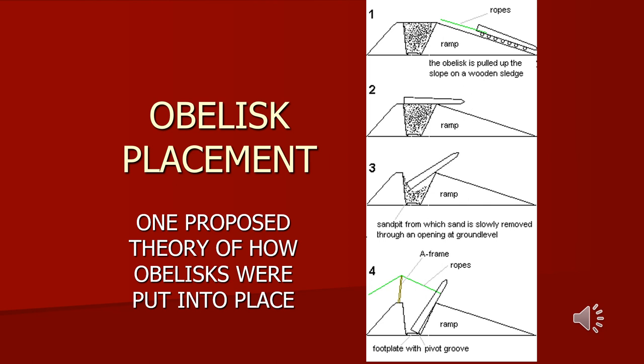What is theorized is that they built up a wooden ramp, and then they filled a pit with sand. Then using a sledge, which is rolling logs, they hoisted the obelisk up to the top of the ramp and then slowly drained the sand out until the obelisk rested in a footplate that had a groove in it. And then they were able to use, if you look, see on number four, kind of a pulley system to then hoist the obelisk upright, and that pivot groove stabilized it, and then it would land on that footplate and be erect. So this was thought to be one way they could have brought these huge, heavy structures up into place.